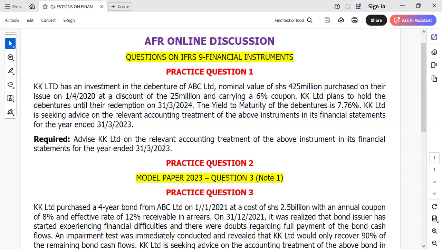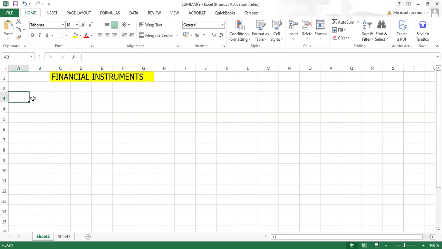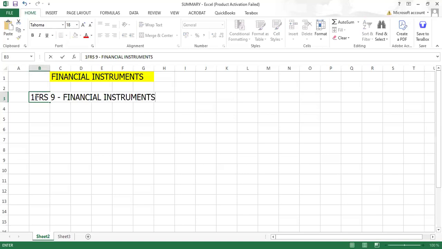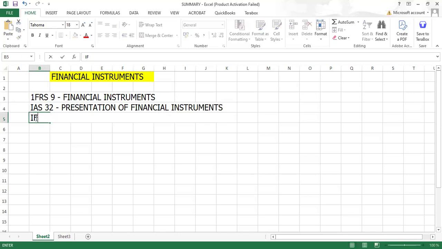So we are going to share ideas about this standard. With financial instruments here, we are interested in 3 standards. One, you will be looking at IFRS 9, the one that talks about financial instruments. It replaced IAS 39. Then you have IAS 32. Then you have IFRS 7, which is the disclosure of financial instruments. So these are the standards that you must at least know.